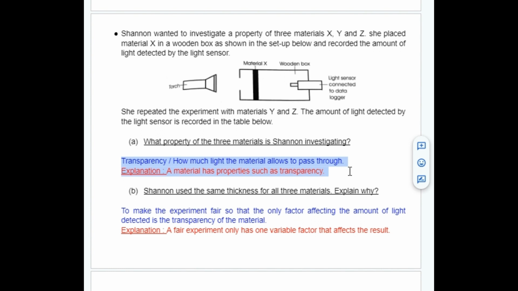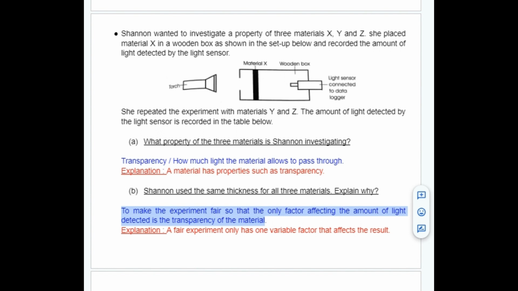Explanation: a material has properties such as transparency. Shannon used the same thickness for all 3 materials. Explain why. To make the experiment fair, so that the only factor affecting the amount of light detected is the transparency of the material. Explanation: a fair experiment only has one variable factor that affects the result.